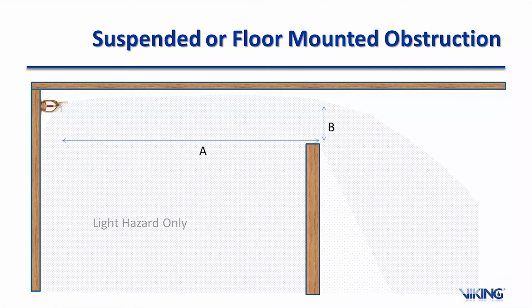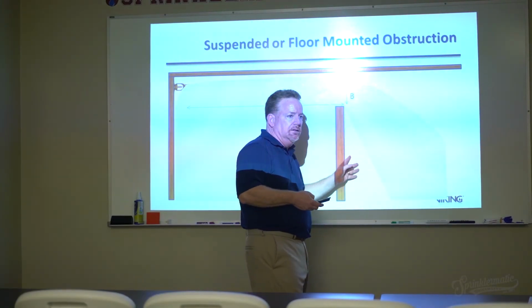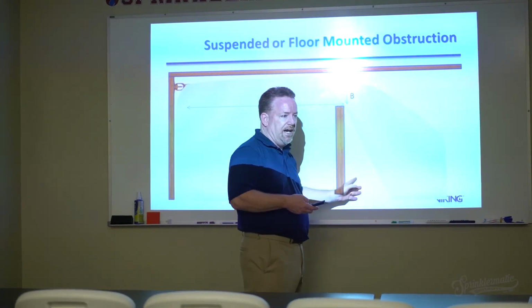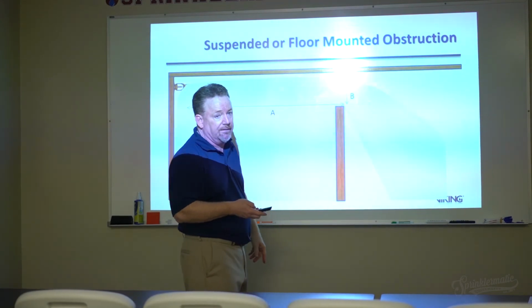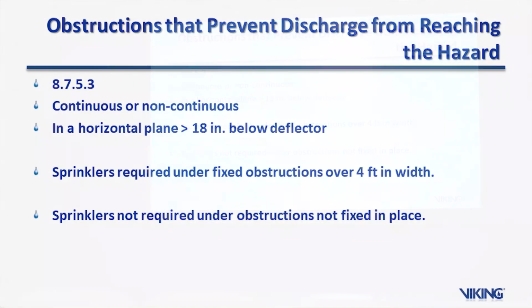The spray is different. And this is where I was telling you earlier, with this particular device here, you will get less density right in here, but you will get water right in there. Okay, obstructions that prevent discharge from reaching the hazard, continuous or non-continuous, in a horizontal plane, greater than 18 inches below the deflector. Sprinklers are required under fixed obstructions greater than 4 feet in width, and sprinklers are not required under obstructions that are not fixed in place.